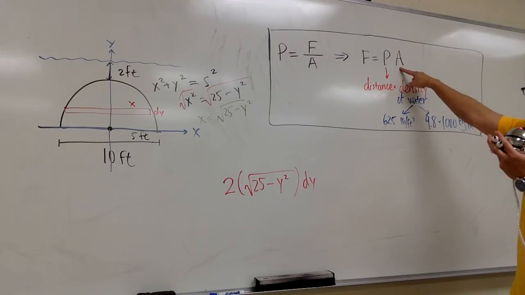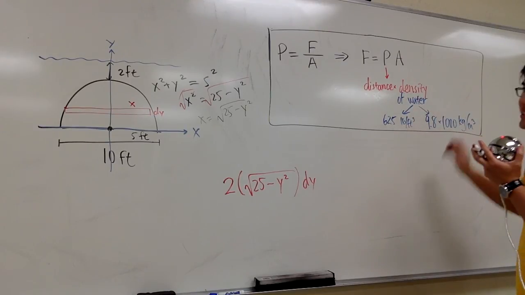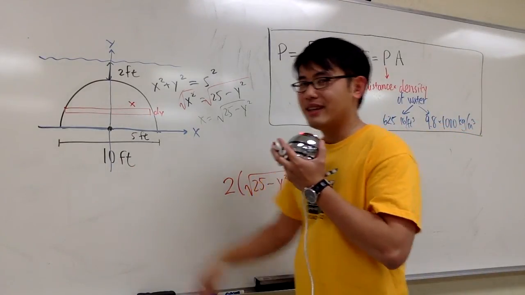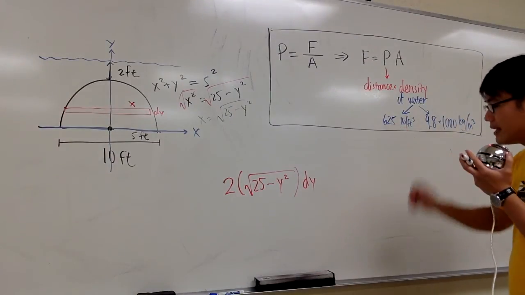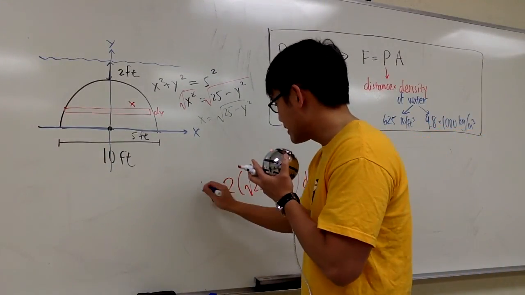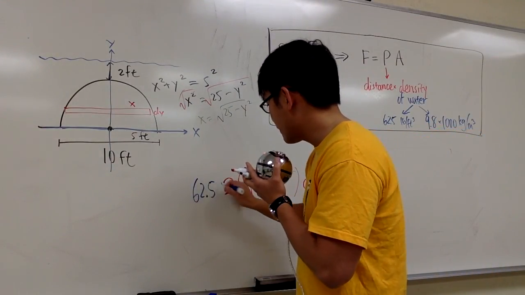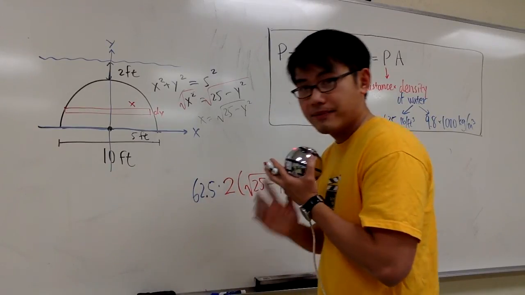So area done. Now, which number do we use? Depending on the units, right? Feet. So we have to multiply by 62.5. So let's do that. 62.5. So no problems on that.